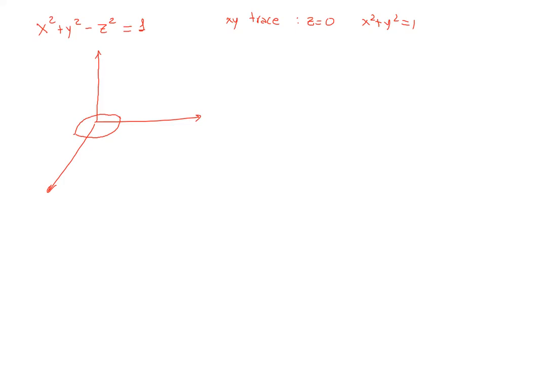If on the other hand, we take the yz trace, which is obtained for x equals 0, then we get y squared minus z squared is equal to 1, which is a hyperbola. And eventually, if we take the xz trace, we will have another hyperbola.